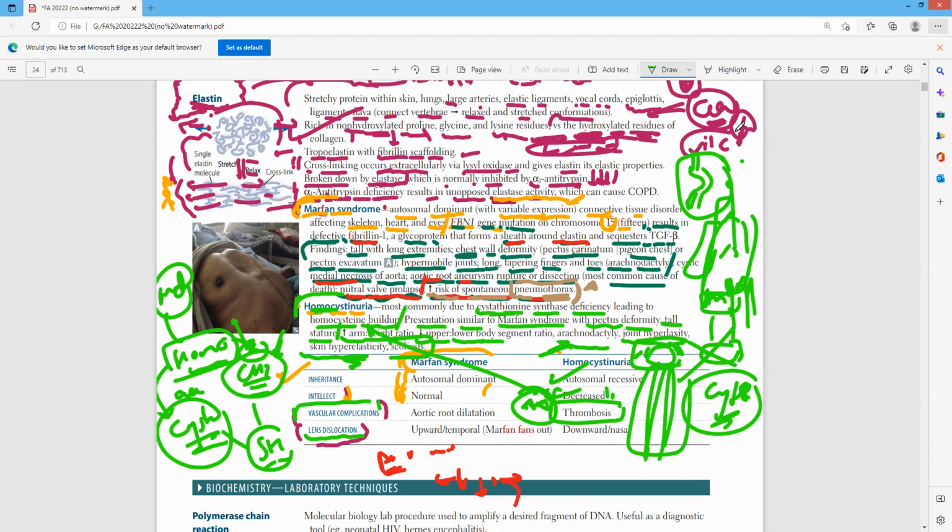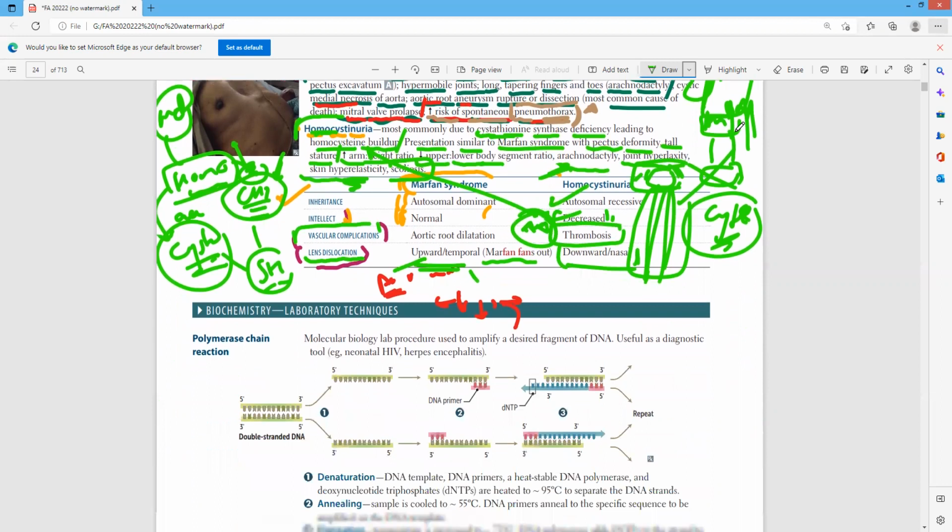For lens dislocation, this is very important to differentiate between them. They may give you a diagnosis of homocystinuria and ask you whether the lens dislocation is upward or temporal, upward or medial, downward or nasal, downward or medial, or what. I will show you that in a moment. You have the nose, and here you have the ear. This is the temple, or the temporal side. This is the lateral side, and this is the medial side of the eye, called the nasal side.